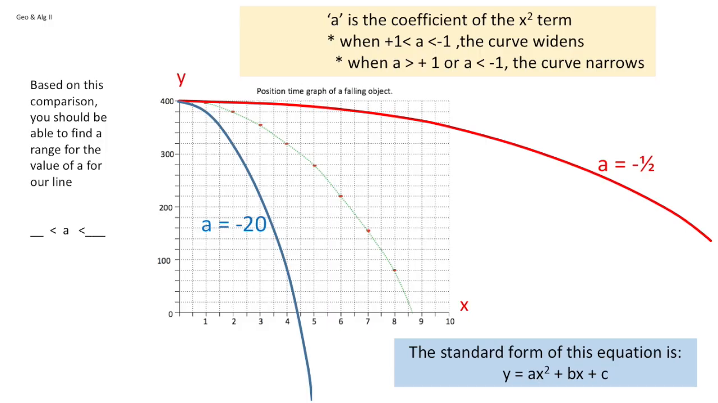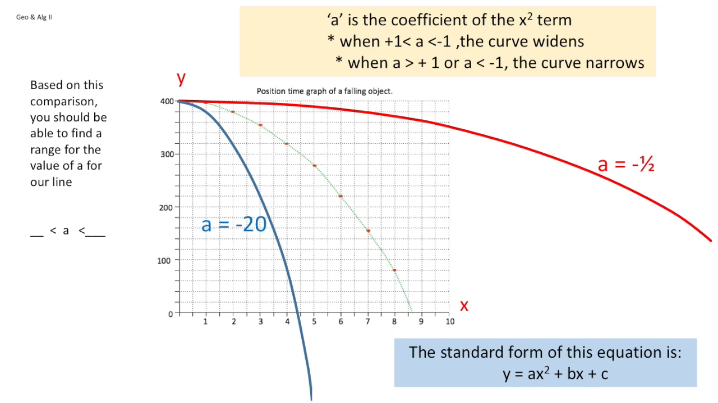Okay, next. Let's compare a little bit about the ideas of the values of a. If a is a fraction that's less than 1, so a fraction that is somewhere between positive 1 and negative 1, then the curve is going to widen out. So you see here in red an example of what a curve would look like for an equation that had a value of a equal to negative 1/2.